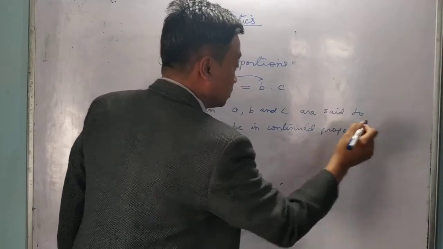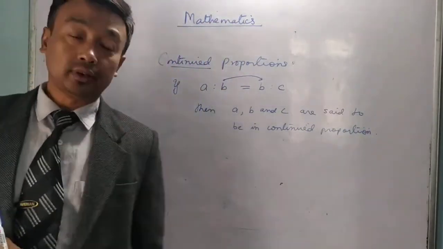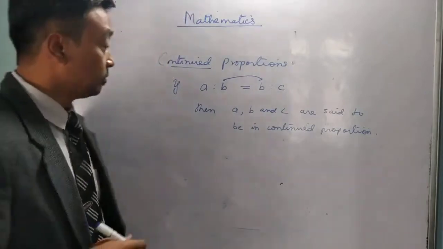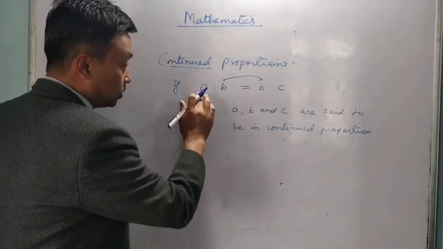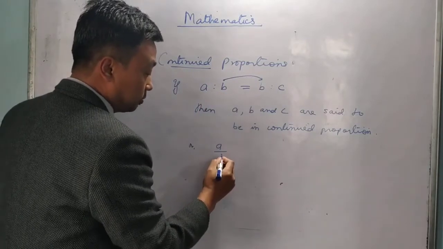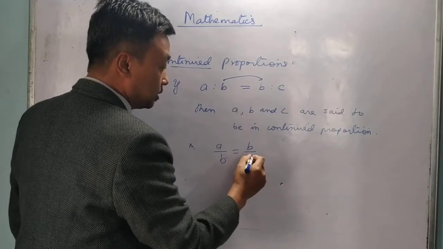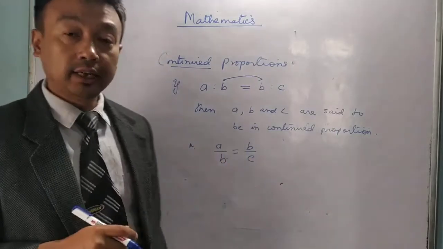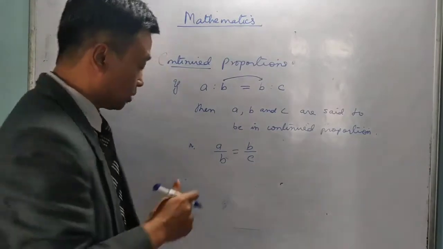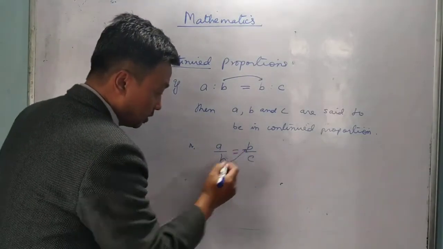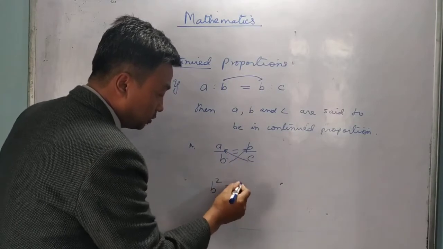This is the chapter which we already discussed in the previous classes, for example class 8 and class 9. So this is just kind of revision. So from here we can also get one formula. We can write this as A upon B equals B upon C. Again, by using the cross multiplication or the cross product, what we get is B square equals A into C.